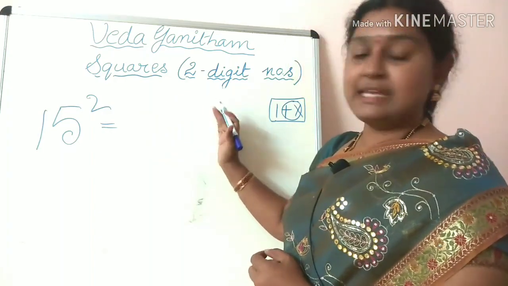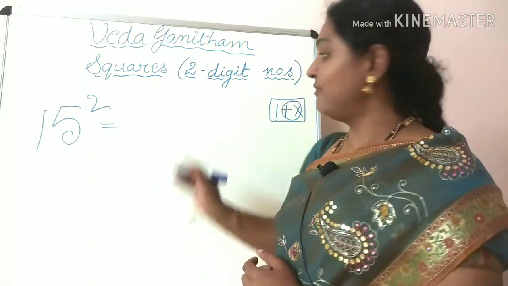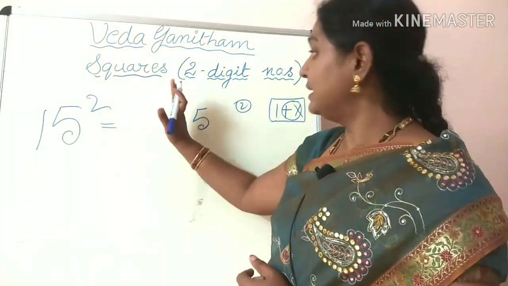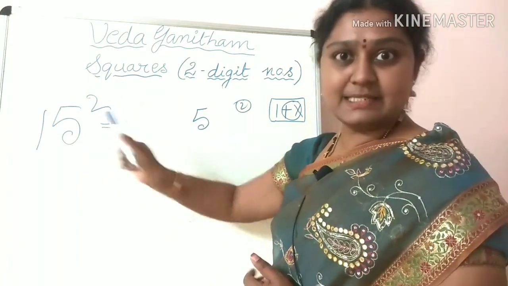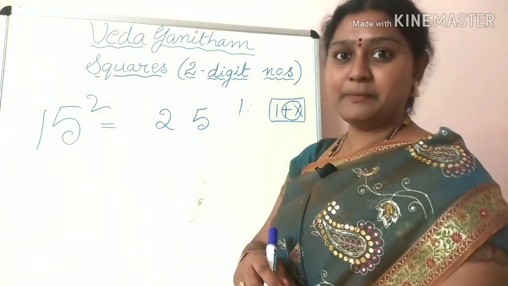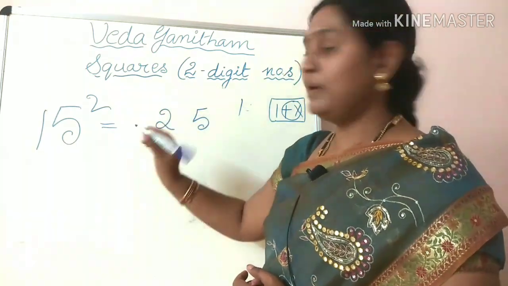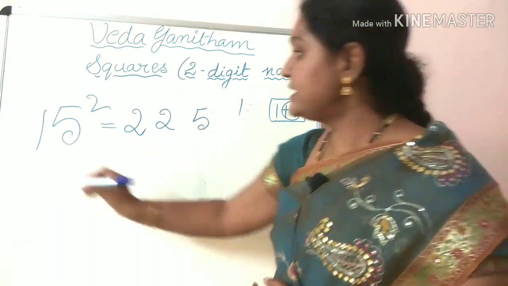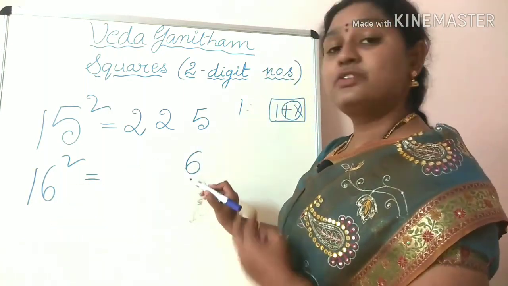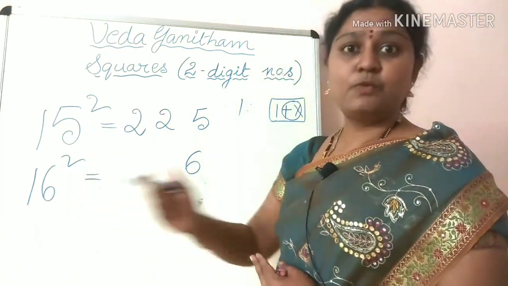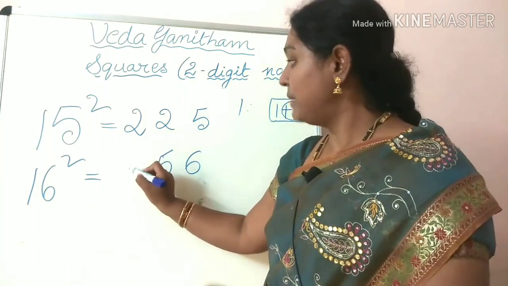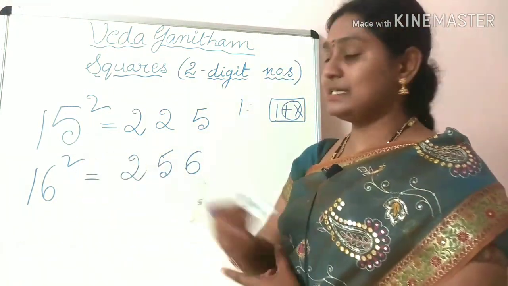Now for the units place, we will get 5 square is 25. 5 will be here and 2 will be kept as carry. And at the tens place, 5 plus 5 is 10 plus 2 carry is 12. 2 will be here and 1 will be kept as carry. And now 1 will be here and this carry will be added. It will be 225. We'll check with 16 square now. At the units place, 6 sixes are 36. 3 will be kept as carry and 6 plus 6 will be 12 plus 3, 15. 1 will be kept as carry and 1 plus this one will be 2. 256 is the answer for 16 square.